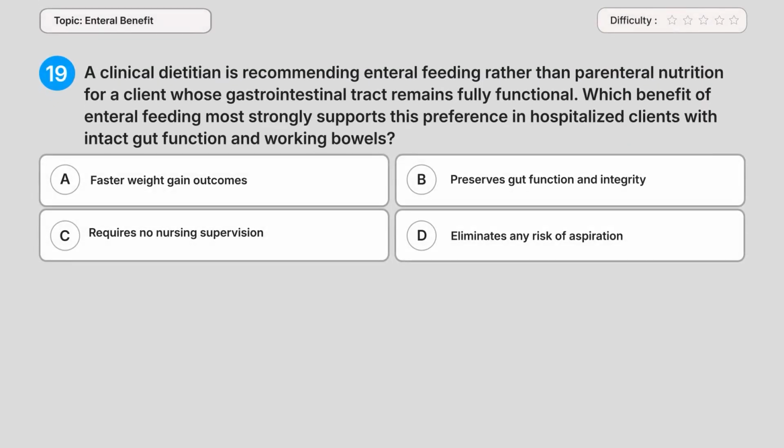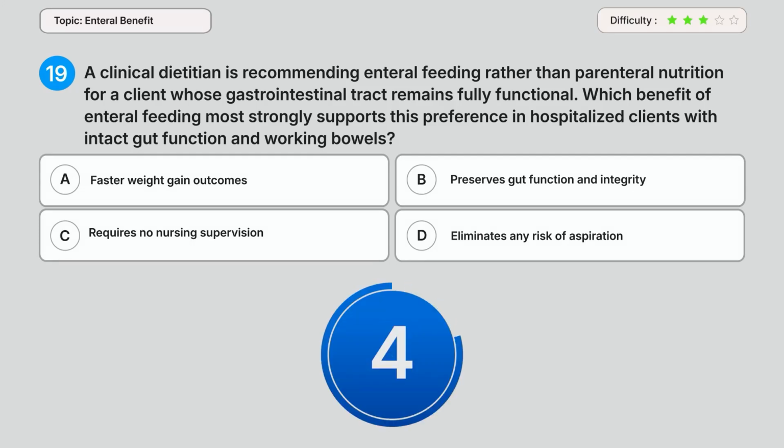19. A clinical dietitian is recommending enteral feeding rather than parenteral nutrition for a client whose gastrointestinal tract remains fully functional. Which benefit of enteral feeding most strongly supports this preference in hospitalized clients with intact gut function and working bowels? A. Faster weight gain outcomes. B. Preserves gut function and integrity. C. Requires no nursing supervision. D. Eliminates any risk of aspiration. Can you guess the answer?